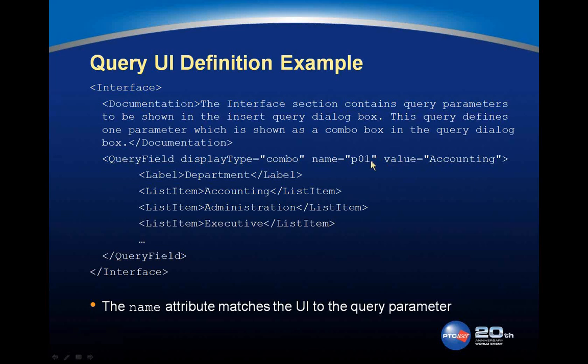You remember where we had a P01? So this is where we map. We say, when the user selects something here, it's going to go and replace that first question mark in the query. Okay. The value setting we have here.